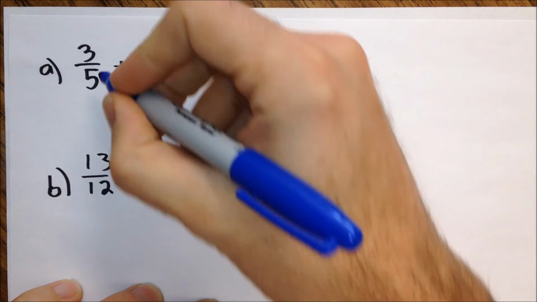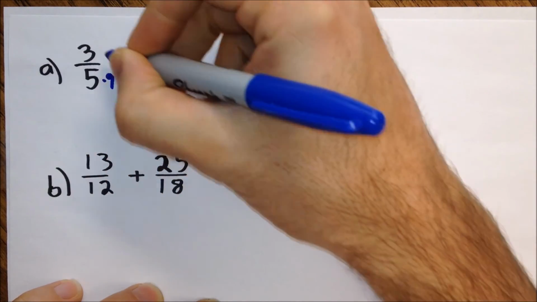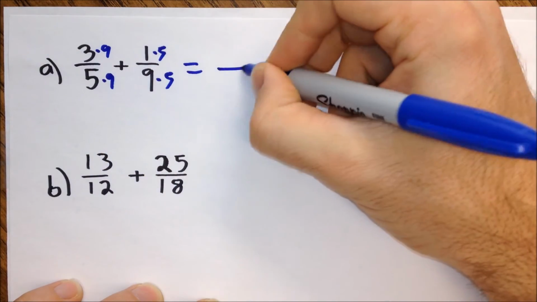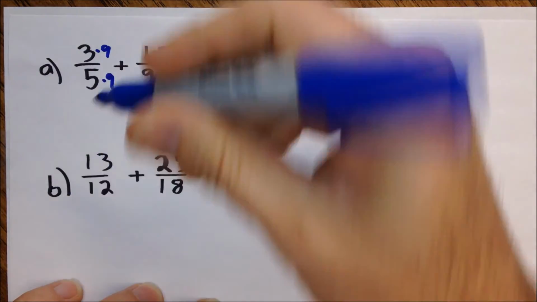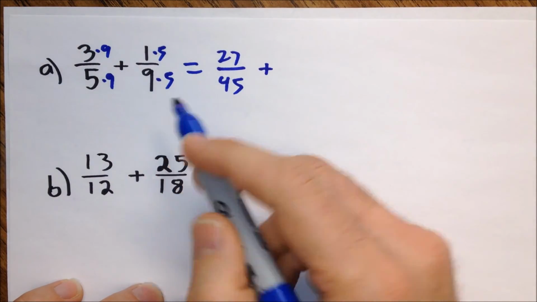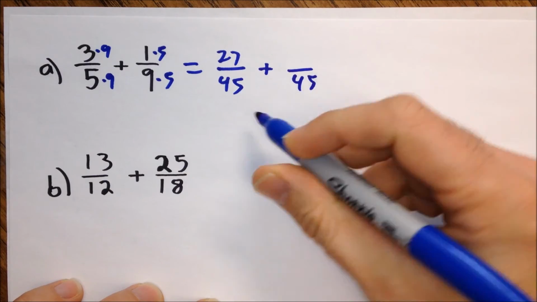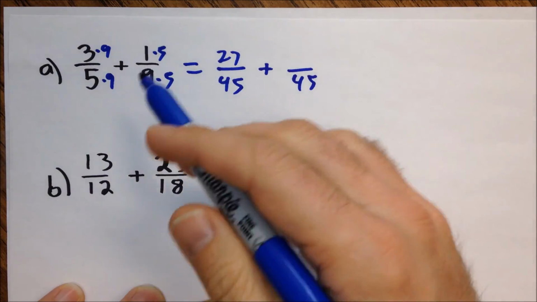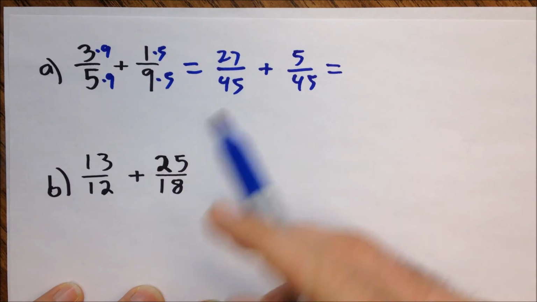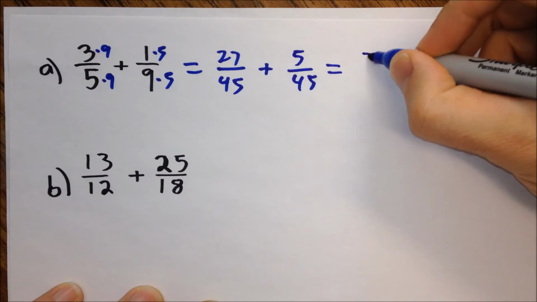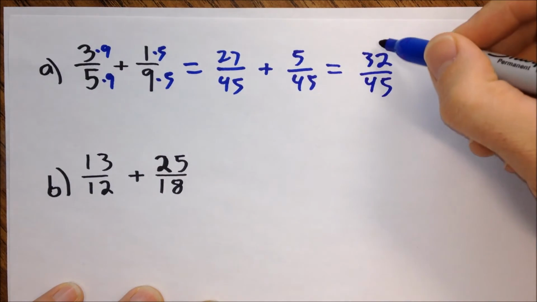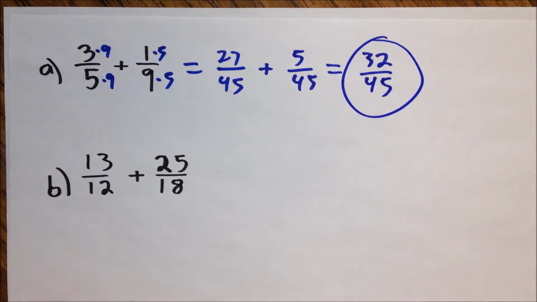On this one, I'm going to multiply this side by 9 and this side by 5 to get my common denominator. My common denominator is 9 times 5, which is 45. 9 times 3 is 27. Over here, 9 times 5 is 45. They should be the same. If they're not, you've made a mistake. And 1 times 5 is 5. Now I add these together. 27 plus 5, it looks like we get 32 and 45 for our result. So 32 divided by 45 is our answer.